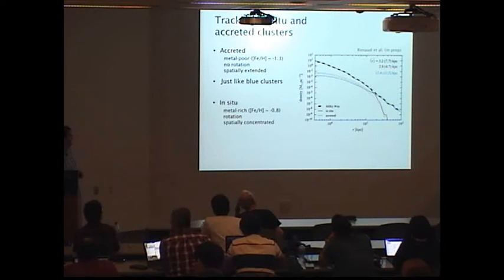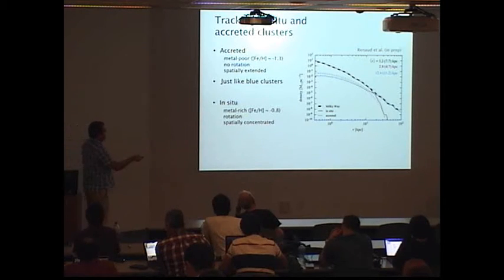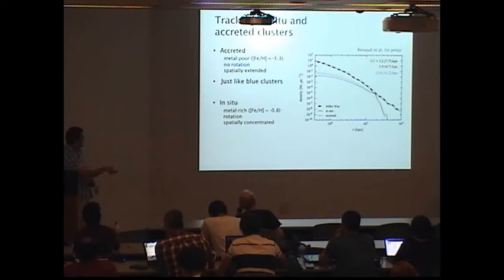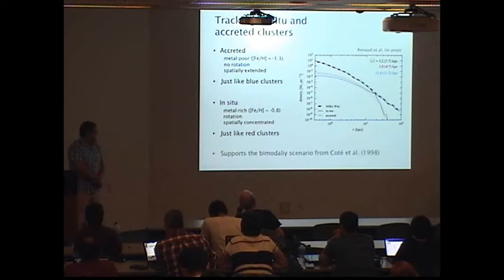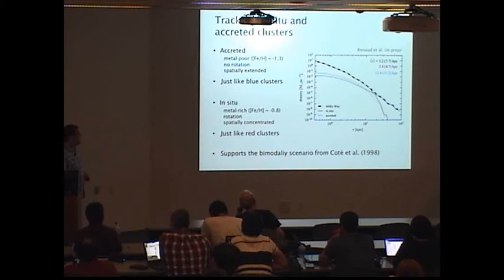The in-situ clusters are metal-rich, Fe over H of minus 0.8, where you would expect minus 0.5. It's not so bad either. They do show signs of rotation, and they are more spatially concentrated, as you can see here. So they are just like the observed red clusters. So this formation scenario that we had in the simulation supports the bimodality scenario from Côté et al. in 98.